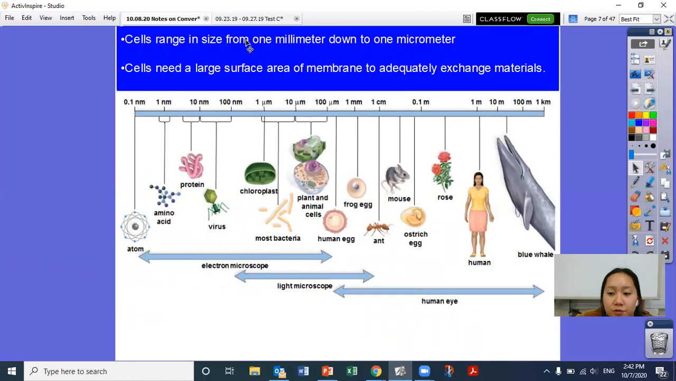So this is just some information for you to know. You don't have to write this down, but cells range in size from 1 millimeter down to 1 micrometer in diameter. So some of them are really, really small, like micrometers, and some of them are actually visible to the eye, in millimeters, okay?